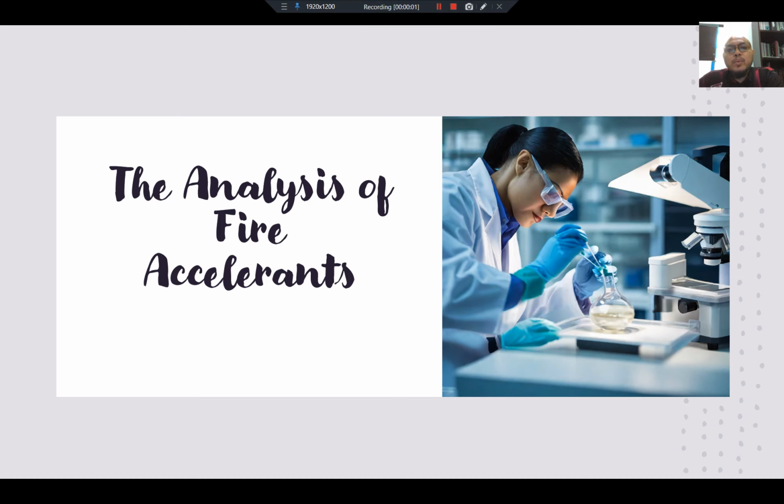Right, today we will learn about the analysis of the fire accelerant. Okay, so which is our chapter 5, if I'm not mistaken. Right, I will divide this particular chapter into two parts. So the test will cover only the first part, and the first part will cover up until sample preparation.